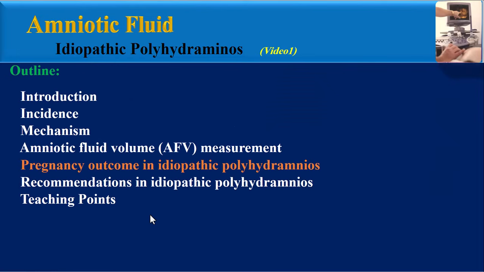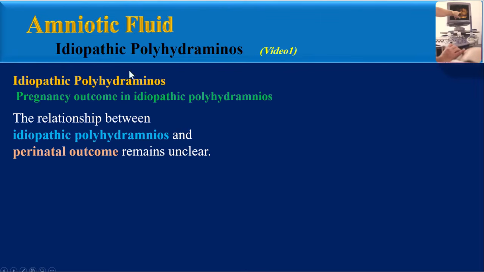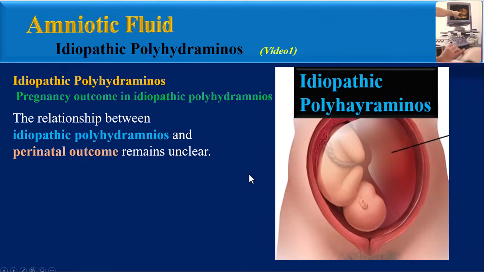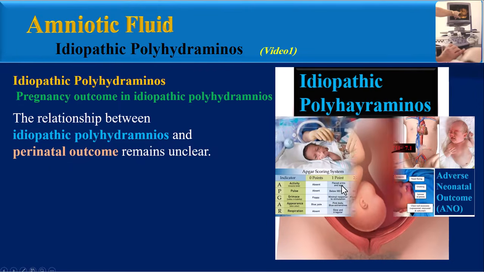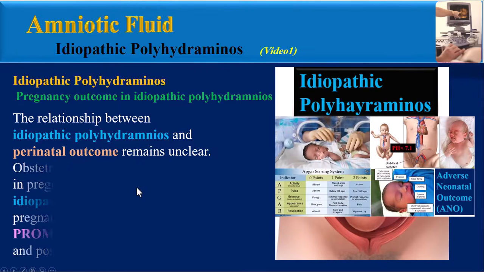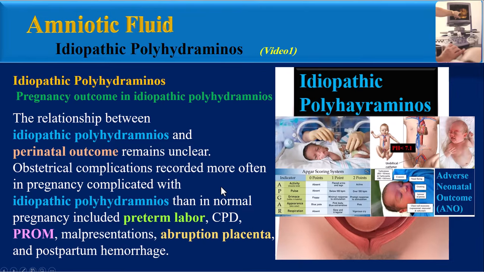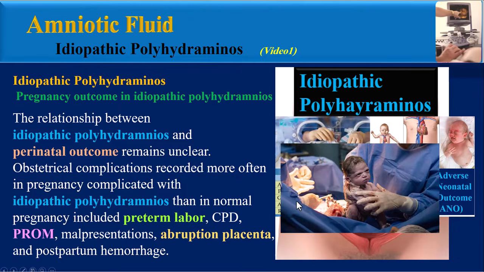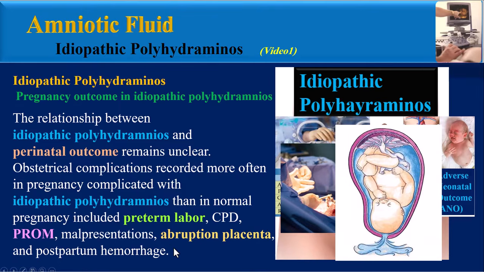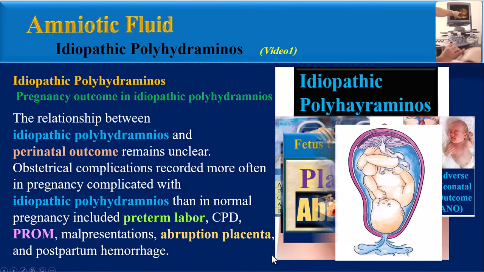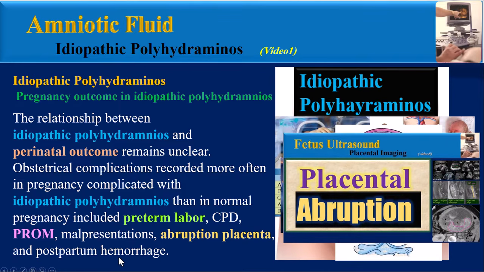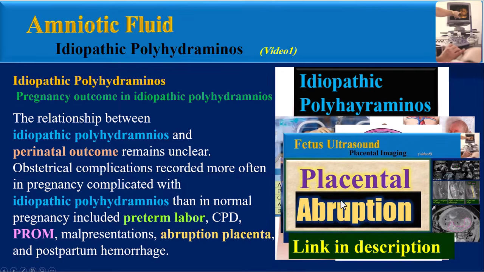Pregnancy outcome in idiopathic polyhydramnios. The relationship between idiopathic polyhydramnios and perinatal outcome remains unclear. Obstetrical complications recorded more often in pregnancy complicated with idiopathic polyhydramnios than in normal pregnancy include preterm labor, increased rate of cesarean delivery, premature rupture of membrane, malpresentations, placental abruption, and postpartum hemorrhage. You can find a full explanation about placental abruption in this video.